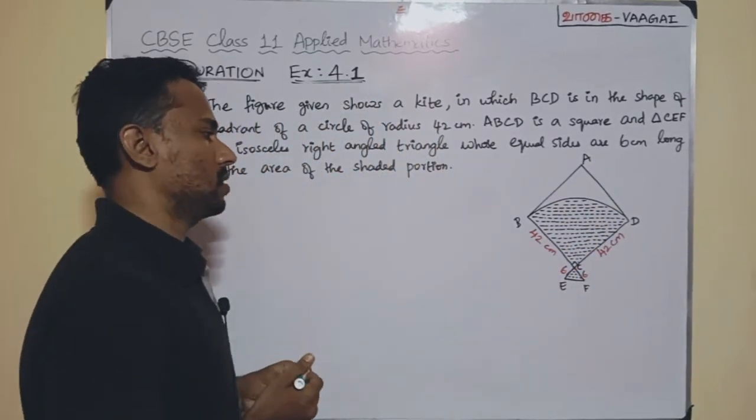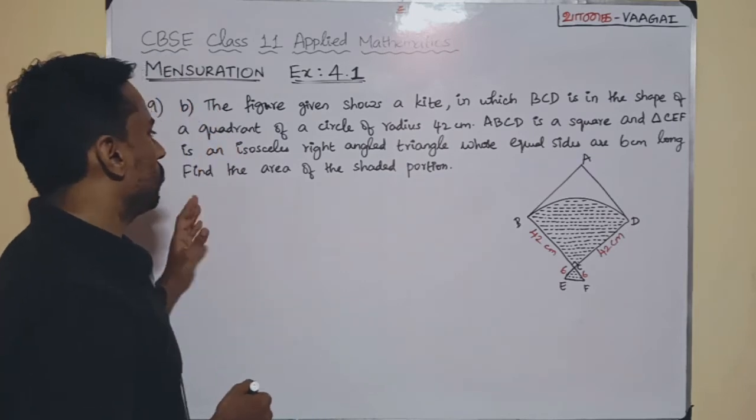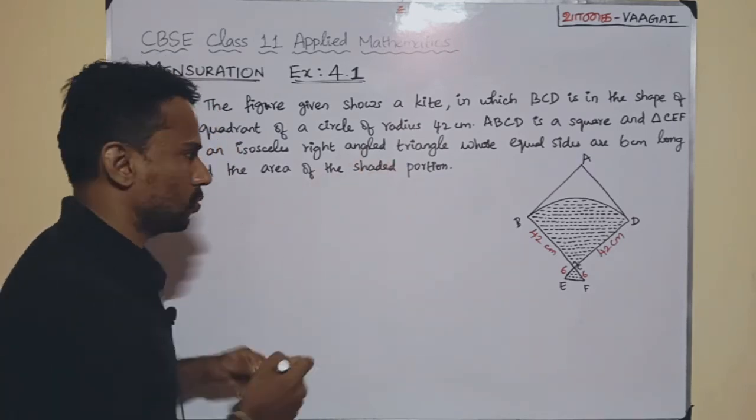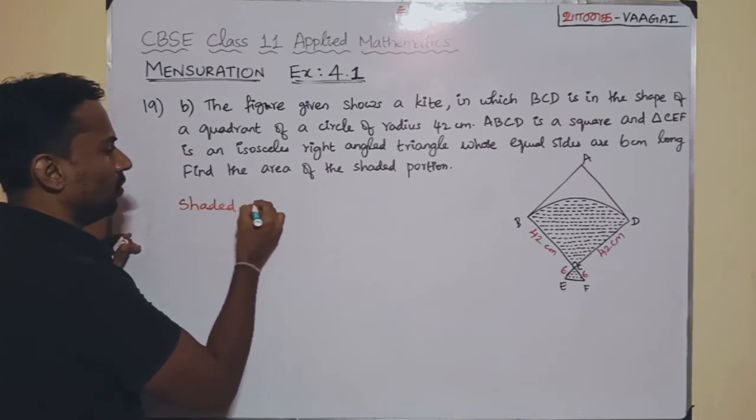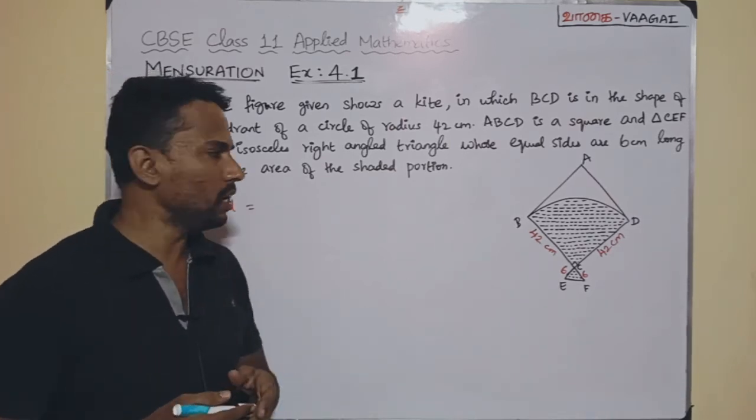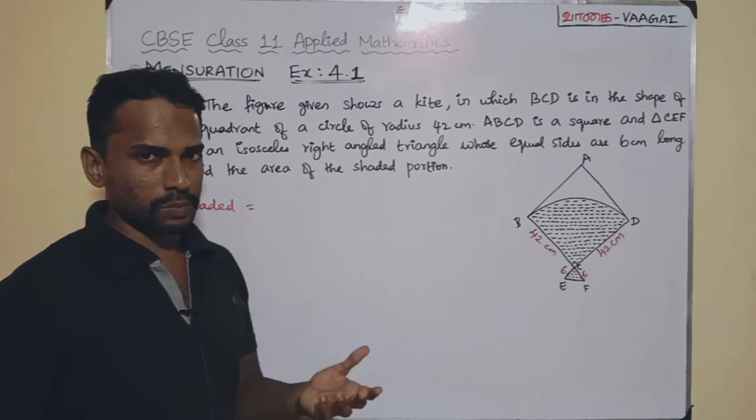Okay, understand? Yes. Now finally, what is the question? Find the area of the shaded portion. This is going to be the question. So although the question is very long, the way of solving this question is going to be very easy only. Now listen here, what easy steps we are going to do.